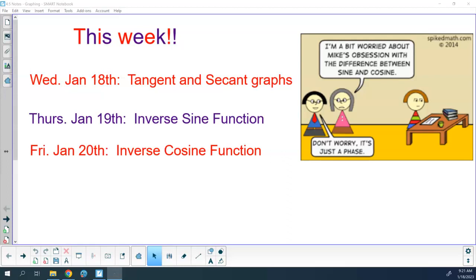Today we're going to hit tangent and secant. Tomorrow, fingers crossed, we'll do inverse sine. Might be a weather day tomorrow. Friday, inverse cosine. If something happens where we don't have school one of those 2 days, then we'll adjust it. So, yeah. All righty. Let's jump into it.